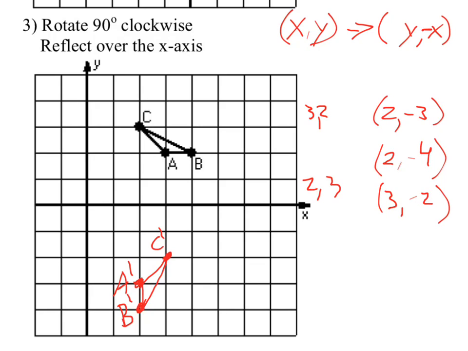And then when you reflect over the x-axis, C is 2 below, so C double prime is going to be 2 above. A is 3 below, so A double prime is going to be 3 above. And then B is 4 below, so B double prime is going to be 4 above. You see that? Connect it up. And we got all of those corners of the triangle.